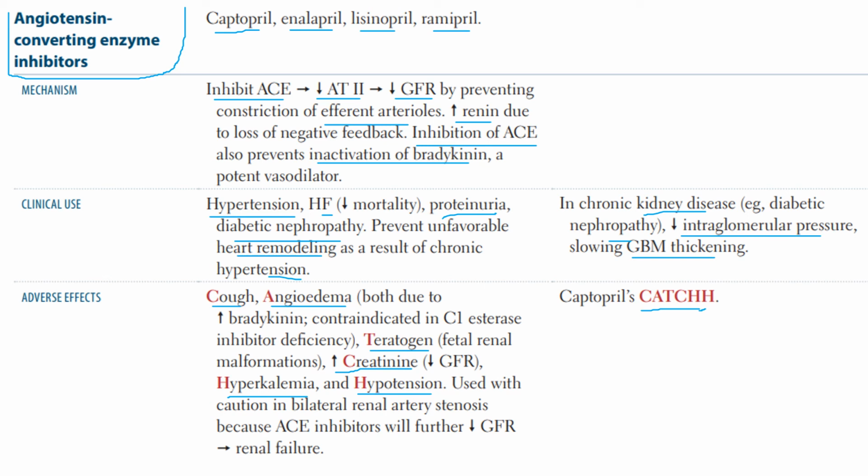It must be used with caution in bilateral renal artery stenosis because angiotensin converting enzyme inhibitors will further decrease glomerular filtration rate, which leads to renal failure.